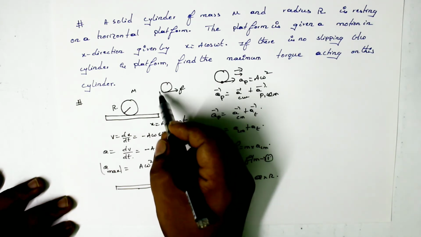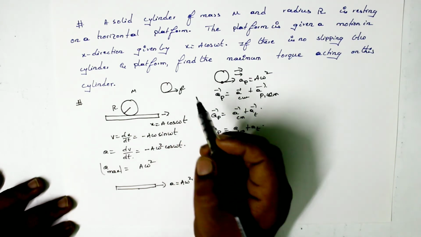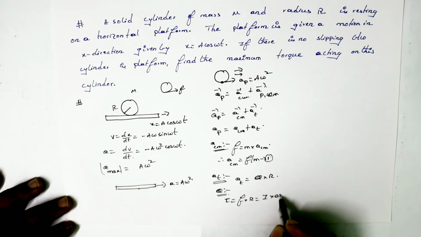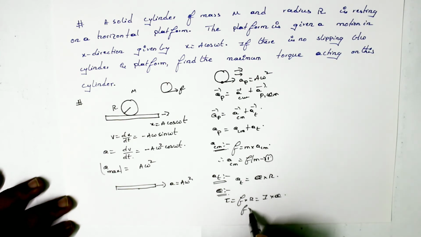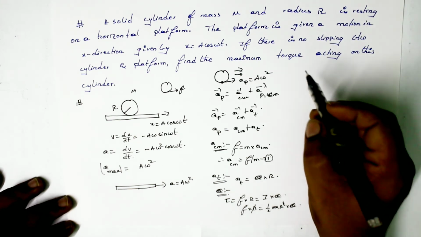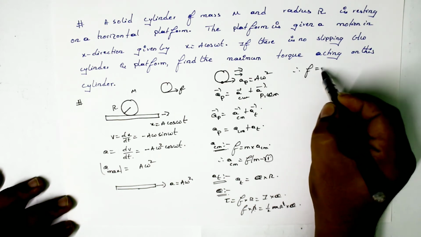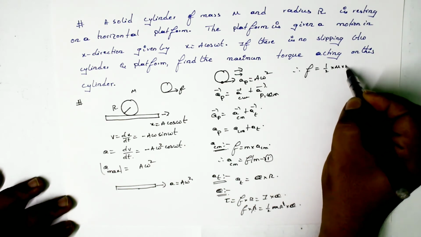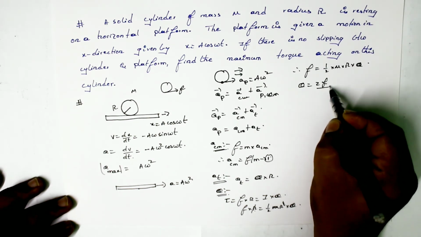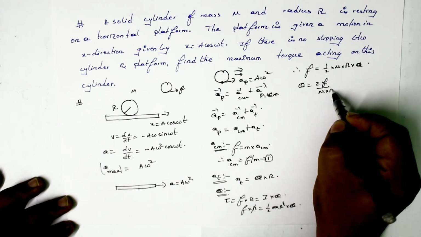On this cylinder, this force is providing torque also, which can be written as torque is equals to F into R is equals to I into alpha. Therefore F into R is equals to the moment of inertia of a solid cylinder, half m r square, into alpha. So r square and r get cancelled. Therefore F is equals to half into m into r into alpha. Therefore alpha can be written as 2F divided by m into r.